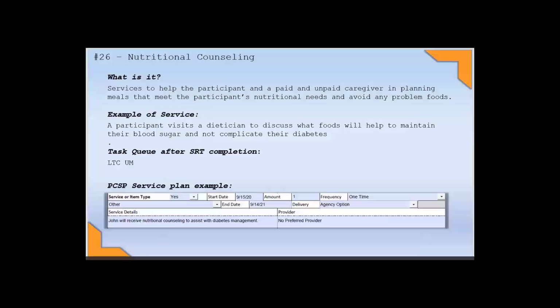Nutritional counseling, services to help the participant and a paid and unpaid caregiver in planning meals that meet the participant's nutritional needs and avoid any food problems. So an example, a participant visits a dietitian to discuss what foods will help to maintain their blood sugar and not complicate their diabetes.